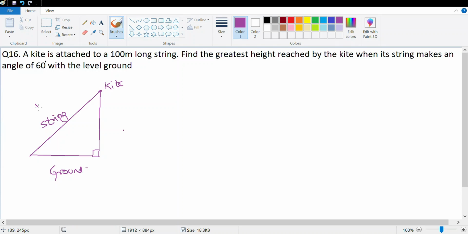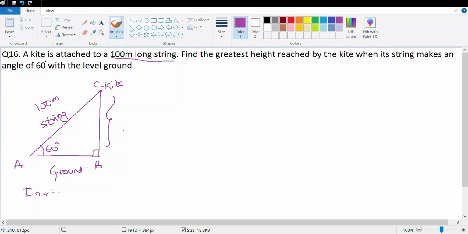The string is 100-meter long, which means this time the hypotenuse is given. Find the greatest height reached, which means this is the length that I have to find, and this is 60 degree. Perfect. Let's just check the question if I have done it correct. 100-meter long string. So this is the string. Greatest height. This is what I need to find. An angle of 60 degree.